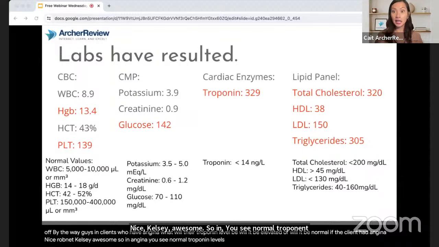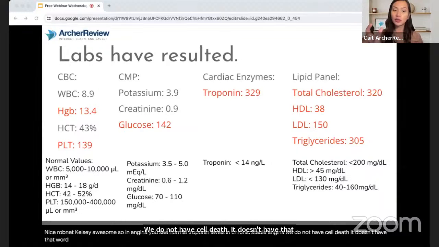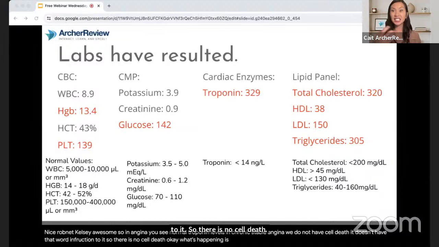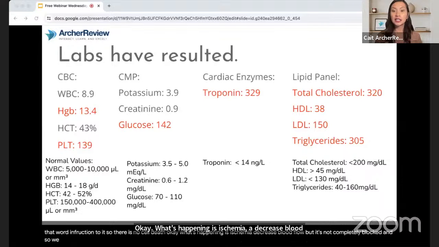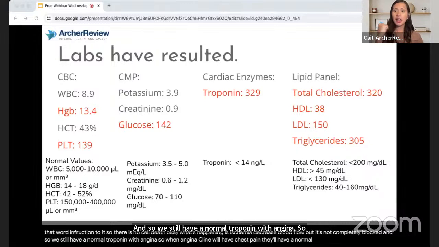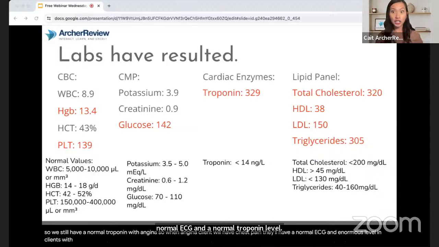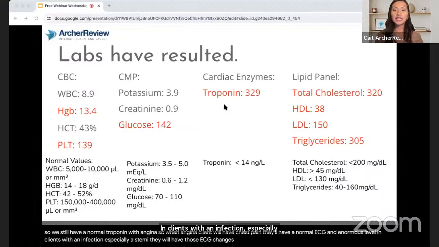So in angina, you see normal troponin levels. In chronic stable angina, we do not have cell death. It doesn't have that word infarction to it, so there is no cell death, okay? What's happening is ischemia, decreased blood flow, but it's not completely blocked, and so we still have a normal troponin with angina. So in angina, the client will have chest pain, a normal ECG and a normal troponin level. In clients with an infarction, especially a STEMI, they will have those ECG changes and will be seeing elevated troponin levels.